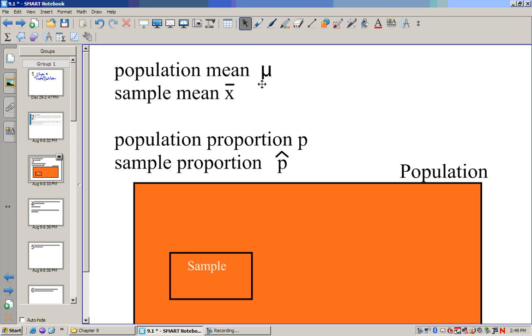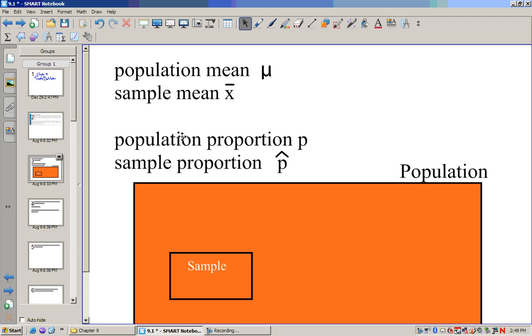Now we use different symbols for the population mean and the sample mean, and this does get a little confusing. If we're talking about a population mean, then we use a mu. When it's a sample mean, it's an x bar. And we've been doing this all year, we just haven't told you explicitly that this is what we're doing.